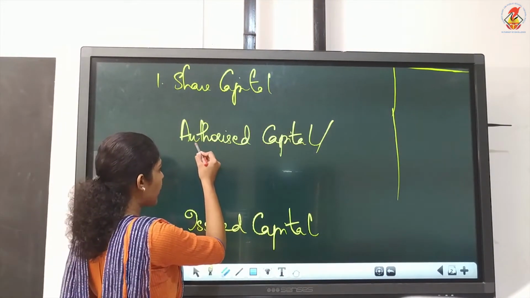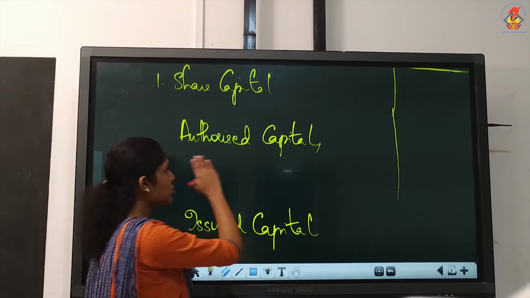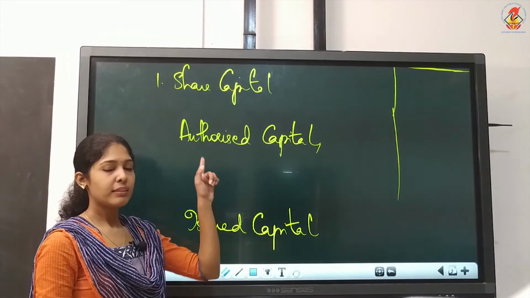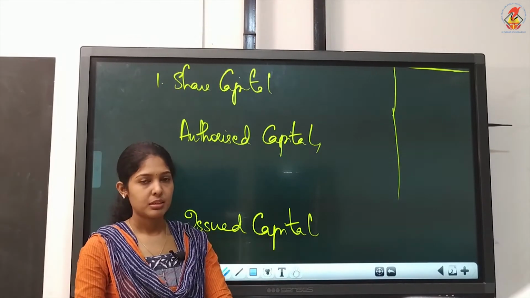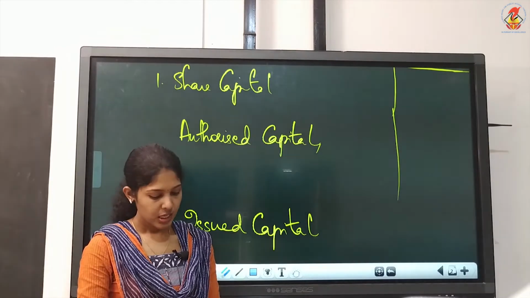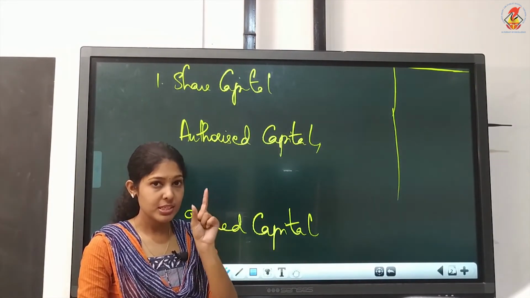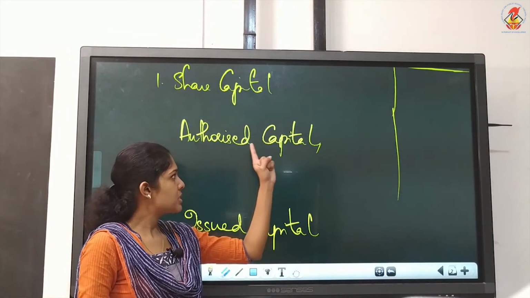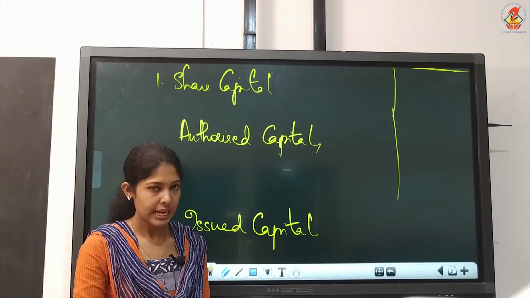Okay. You first write authorized capital. No need to write issued capital now. You just write authorized capital. What are the other names? It is also known as registered or nominal capital, means the maximum capital the company can raise. So in this question, the maximum capital the company can raise is registered capital or authorized capital, and the amount is rupees 10 lakhs.